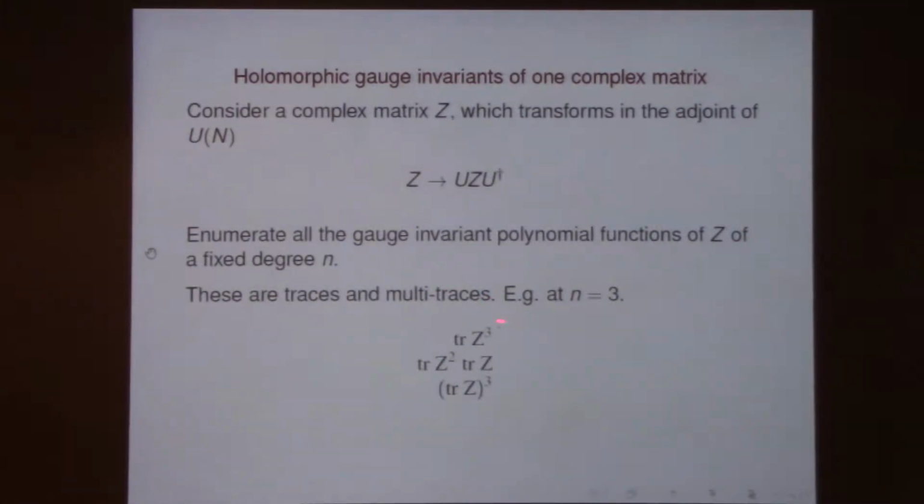From physics, working with gauge invariant theories, we know what these things look like. If you take traces, for example trace of Z cubed, trace of Z squared, and single or multi-traces, they are all invariant under this conjugation. One interesting observation already is that at n equals 3, in S3 there were 3 distinct conjugacy classes, and there are 3 distinct traces.